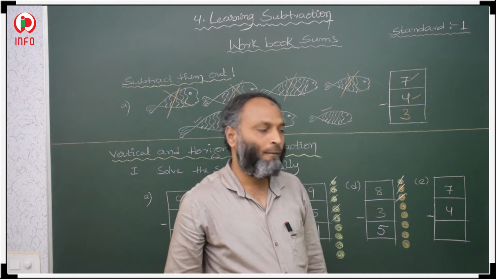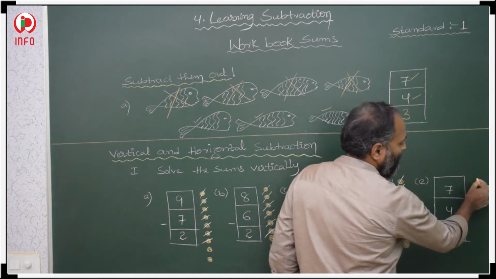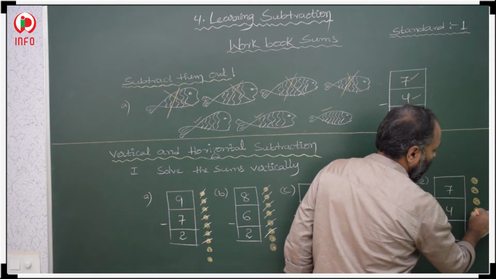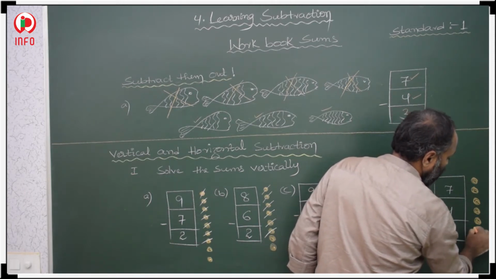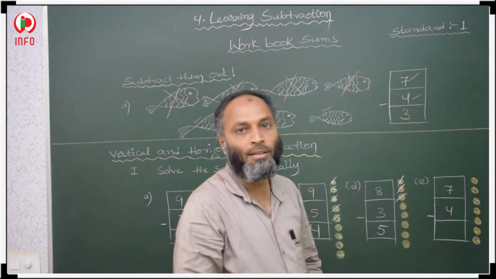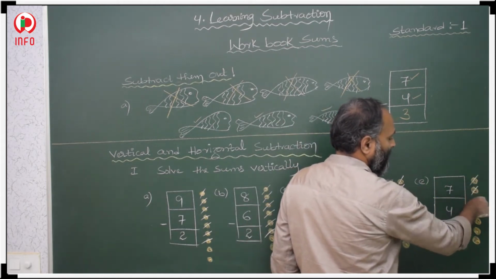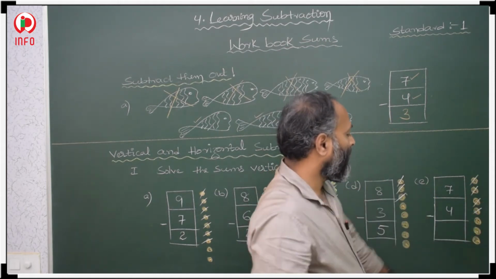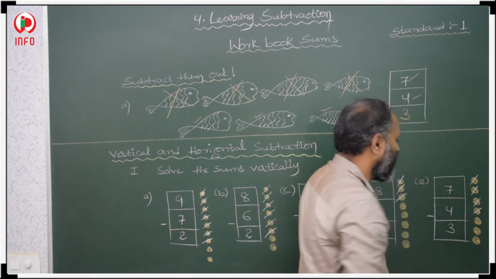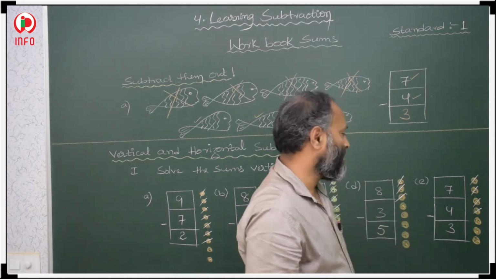Answer is 5. Then next, 7. Total how many dots? 1, 2, 3, 4, 5, 6, 7. In horizontal, 7 dots. In these 7 dots, we have to remove 4 dots. 1, 2, 3, 4. Then how many dots are left? 1, 2, 3. 3 is the answer. It means 7 minus 4 is 3.